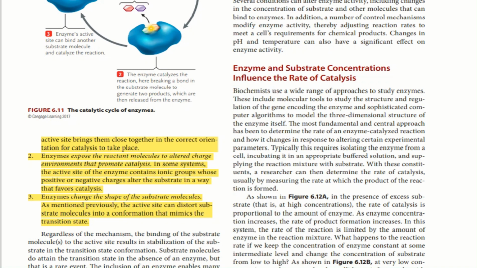Number two, enzymes expose the reactant molecules to an altered environment that promotes catalysis. In some systems, the active site of the enzyme contains ionic groups whose positive or negative charge alters the substrate in a way that favors catalysis. Number three, enzymes change the shape of the substrate molecule, as mentioned previously. The active site can distort the substrate molecule into a conformation that mimics the transition state.